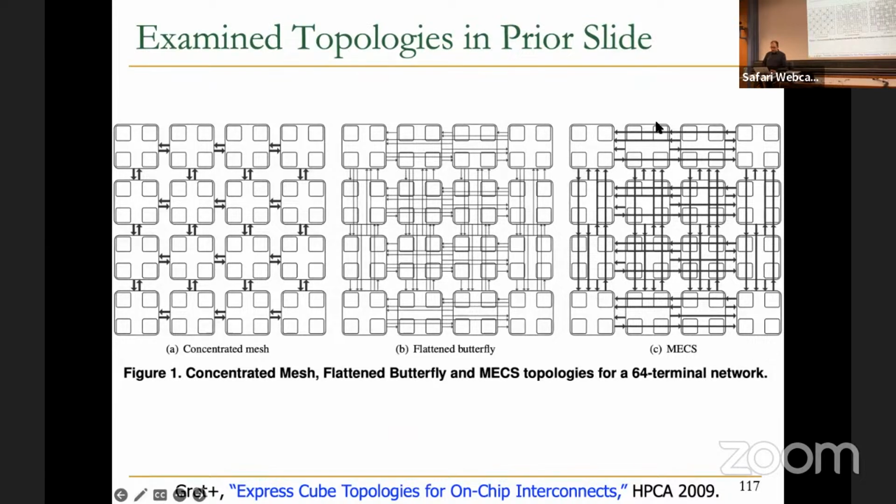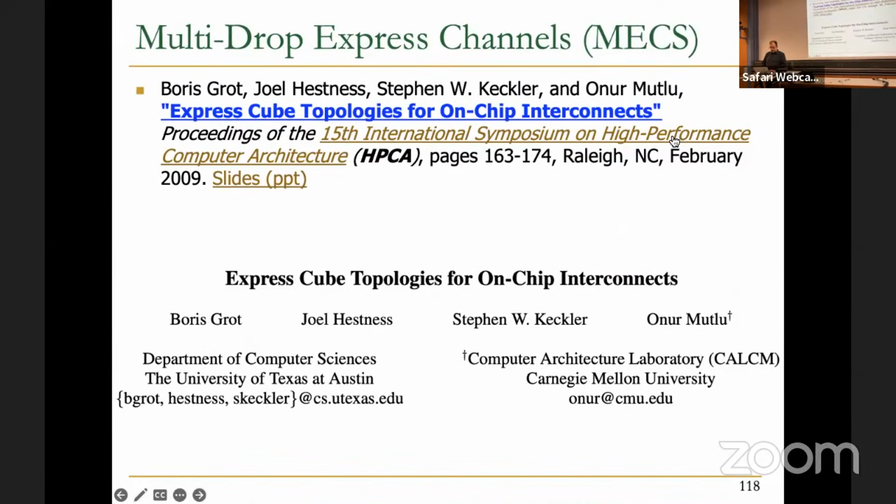The difference here is that these express channels are not as expensive as in the flattened butterfly, because there you have actual different channels, but here you are reusing these channels. You can see that these channels are segmented across these lines. You can, of course, check the paper for more detail.